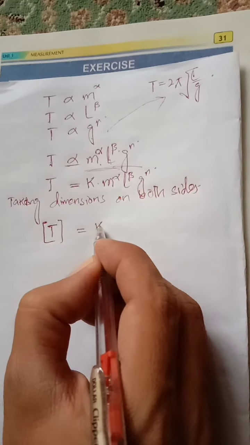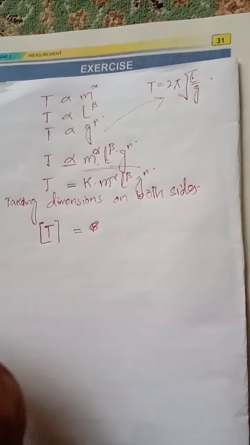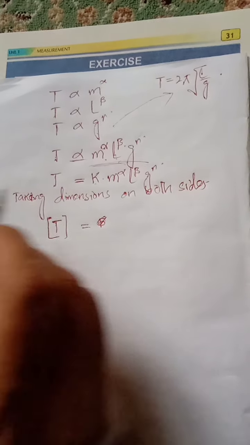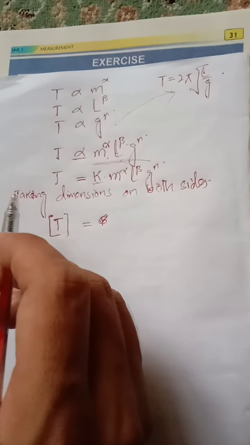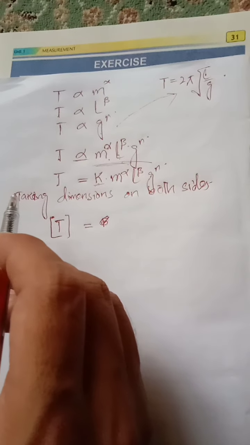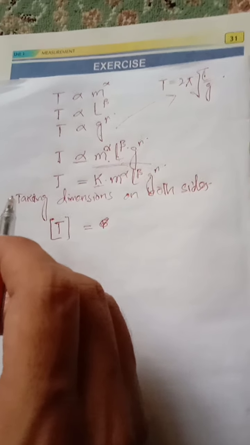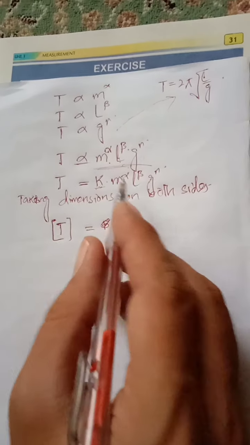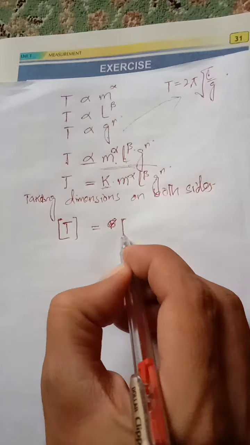k. And as we know, what is k? K is a constant, so k does not have any dimension. K is a dimensionless constant, and a dimensionless constant does not have any dimension. So we will skip this k. And then we have m.